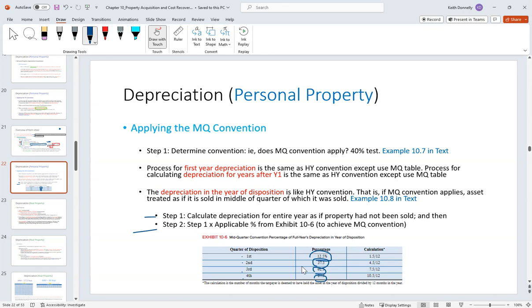I'll be honest, on the exam, I'm more concerned with the half-year convention, but do be aware of the mid-quarter convention, right? Does it apply? Did we put more than 40% of our assets in service in the fourth quarter? Then we get punted. We have these 4 tables to know what to do with it.